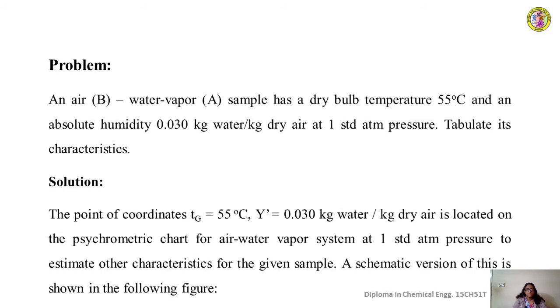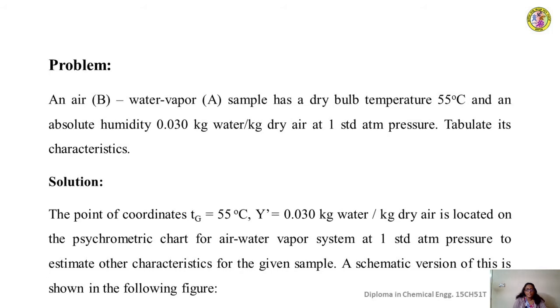Now let us solve a problem on the humidity chart. The question is like this: an air water vapor sample has a dry bulb temperature of 55 degrees centigrade and an absolute humidity of 0.030 kg water per kg dry air at 1 standard atmospheric pressure. Tabulate its characteristics.